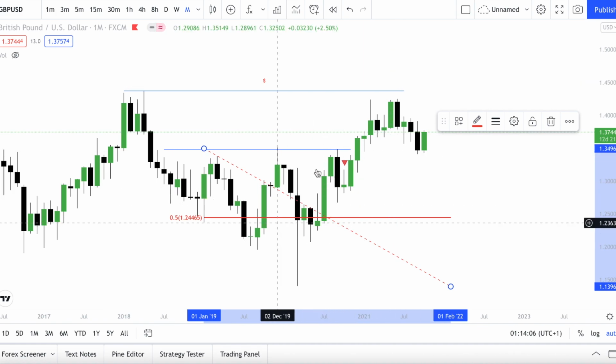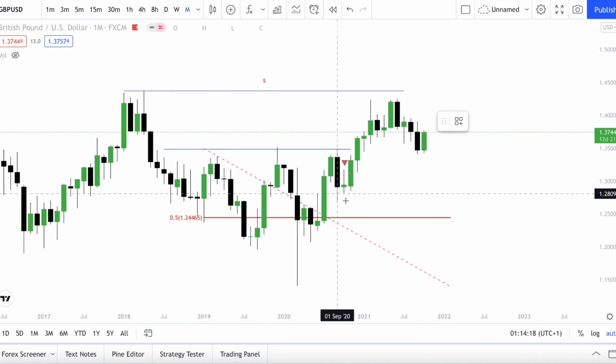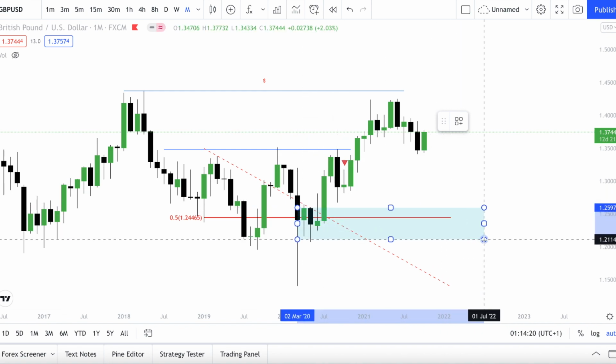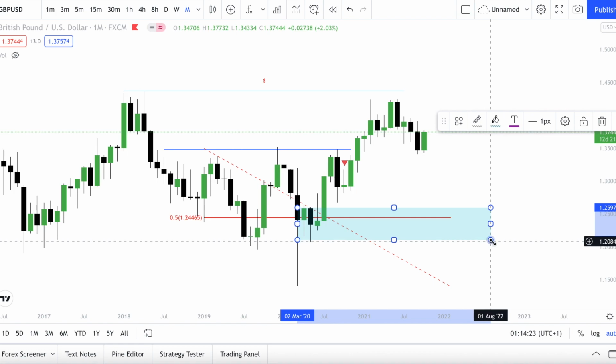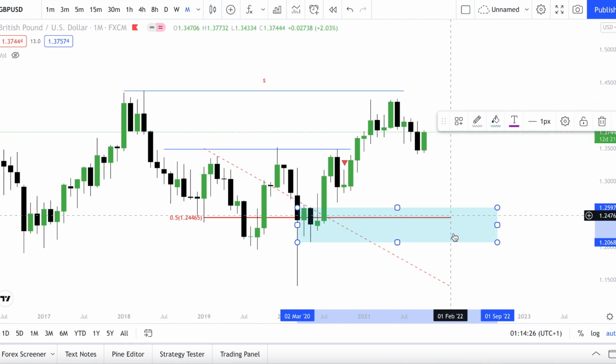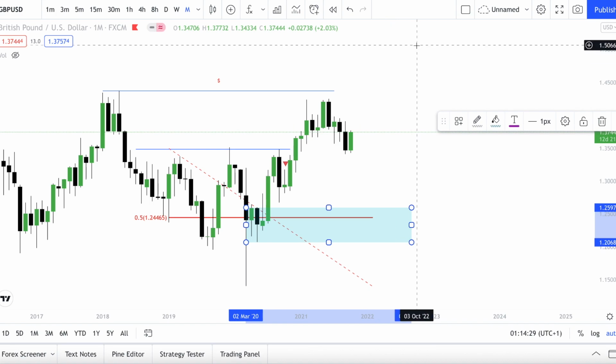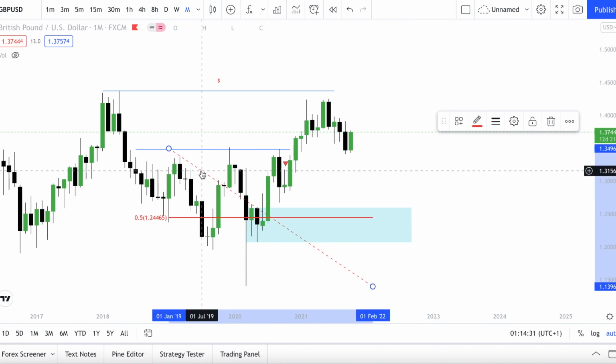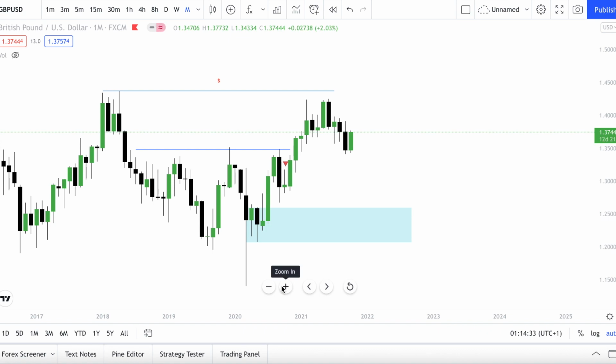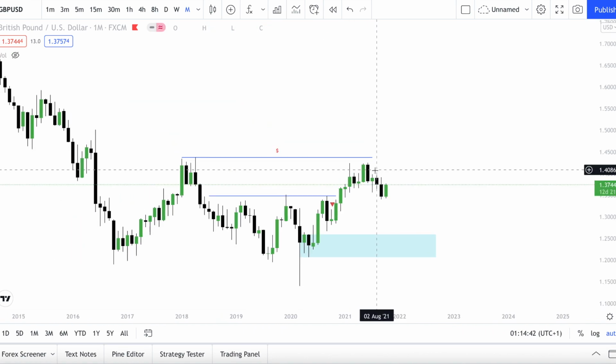And what institution traders, the big banks, like to do is they like to mitigate their orders within 50%, which is the equilibrium level. So within the equilibrium level, we can see an order block. So what we can expect is price to come within this order block, as we can start looking for long-term buyers potentially, right? Price doesn't necessarily have to come right now, but it can come later in the future, but it should come to that order block at some point.